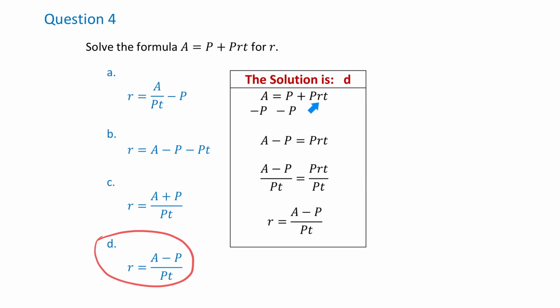In this formula, R is on the right side, and to solve for R, first we will subtract P from both sides. Then on the right side, P will cancel. Then we will have A minus P equals PRT. And now, because R is multiplied by P and by T, to solve for R, we will divide both sides by PT. Then on the right side, P will cancel and T will also cancel. Then we will have R equals (A minus P) over PT. And now let's continue with question 5.